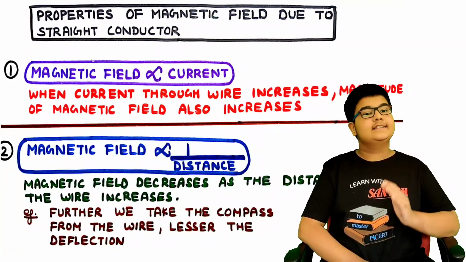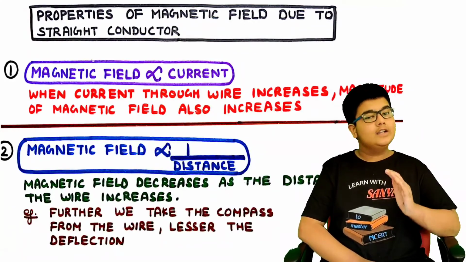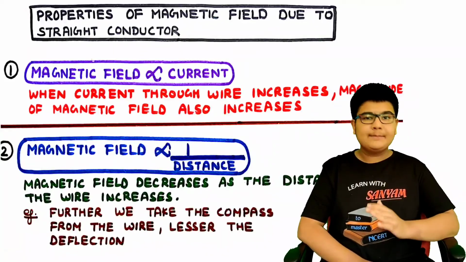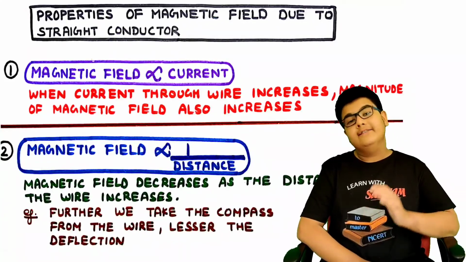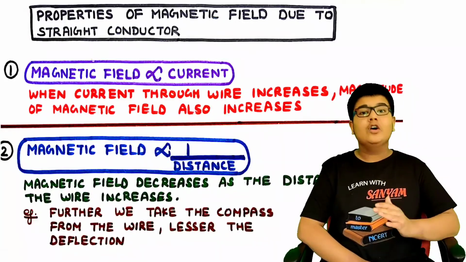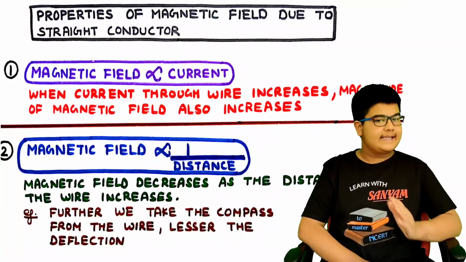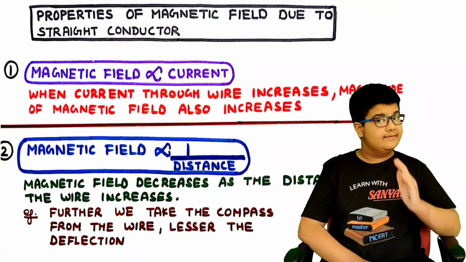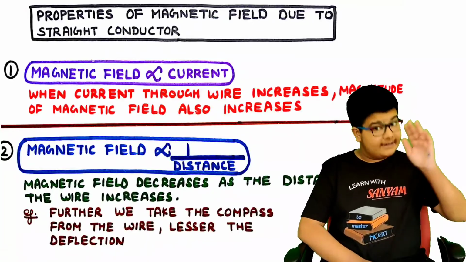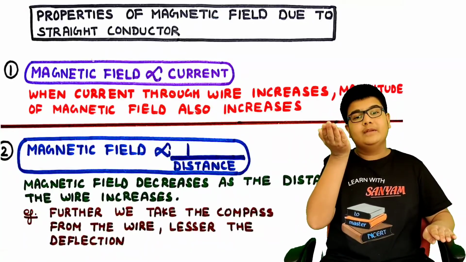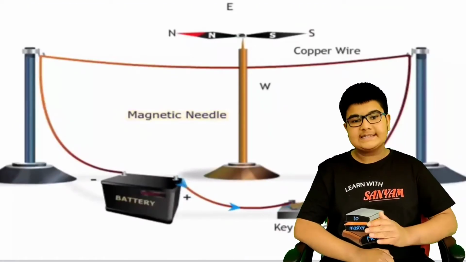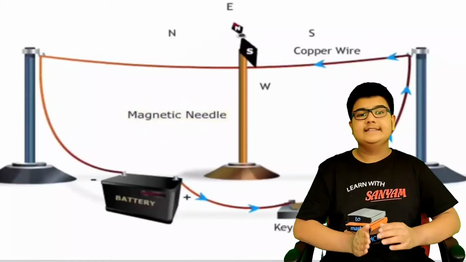Now, let's discuss the properties of magnetic field due to a straight conductor. First, magnetic field is directly proportional to current. When current through the wire increases, magnitude of magnetic field also increases. Second, magnetic field is inversely proportional to distance. The magnetic field decreases as the distance from the wire increases. For example, further we take the compass from the wire, the lesser is its deflection.